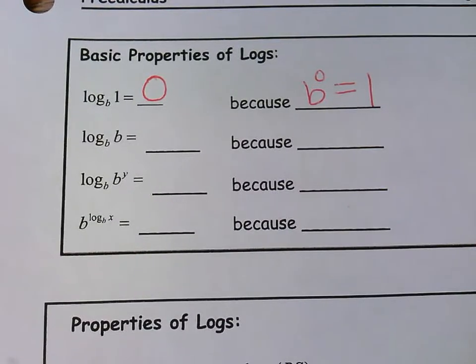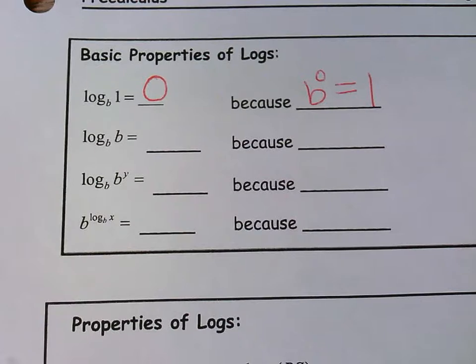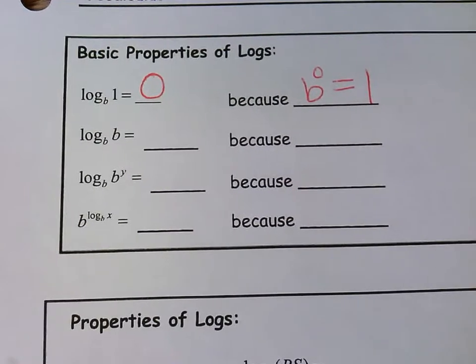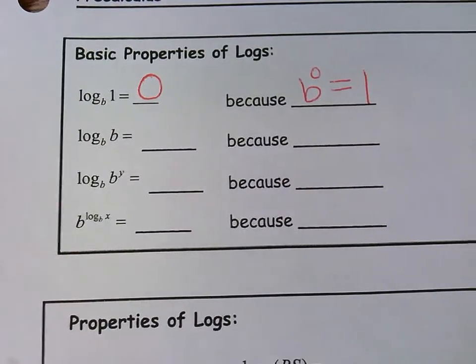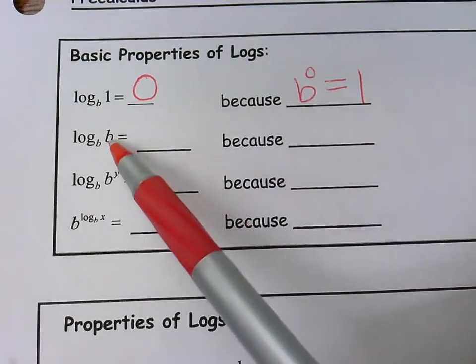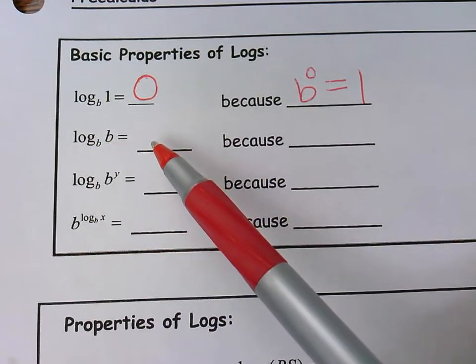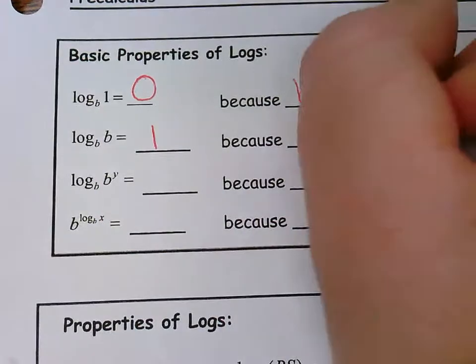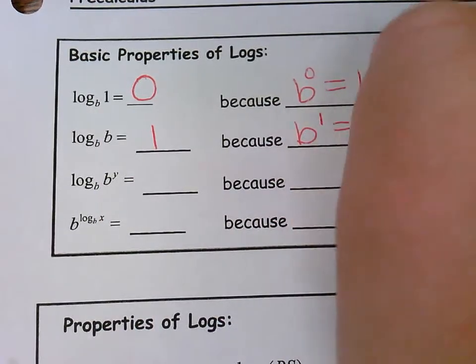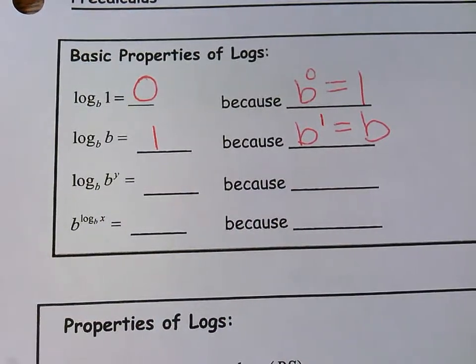So it's not really a property. It's just if you evaluate any log of 1, you always get 0, right? And then the next property, if you have the base that matches the number inside, what is that always going to be equal to? 1 this time, because a base raised to the first power is always going to be itself. So it's just something to look out for.